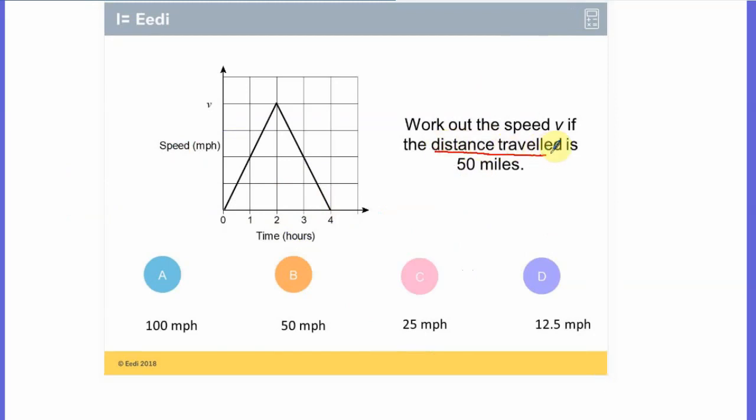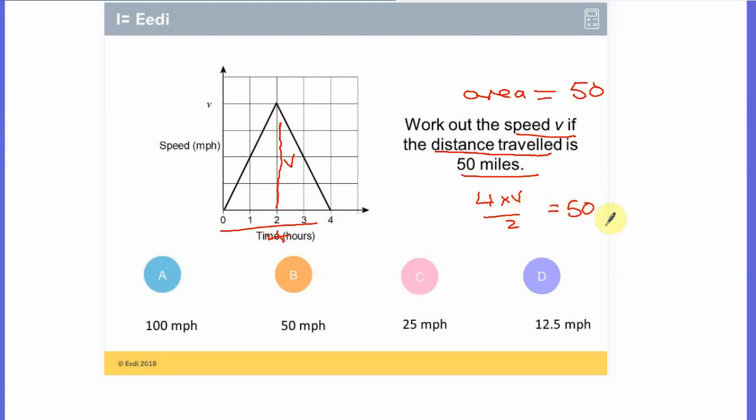Find the distance travelled, so we know we're going to be talking about area. We need to find the speed this time, but the distance travelled is 50. So when we find the area, that's going to be equal to 50. So we're going to find this in terms of v. So it's got a base of 4, a height of v. So 4 times v over 2 equals 50, because this would equal the distance, and that is the distance travelled. So 2v equals 50. V equals 25. A bit of forming and solving equations there, which we've done before.